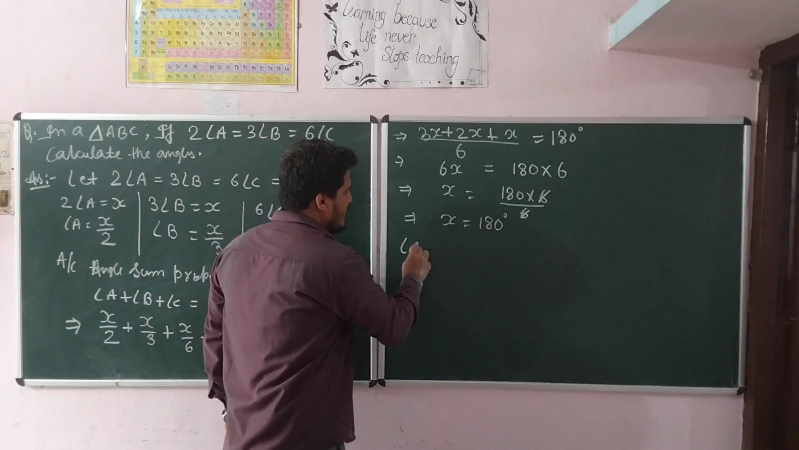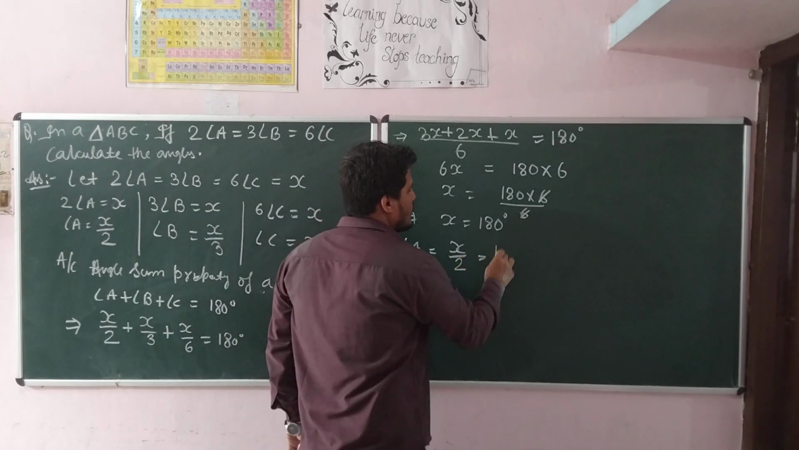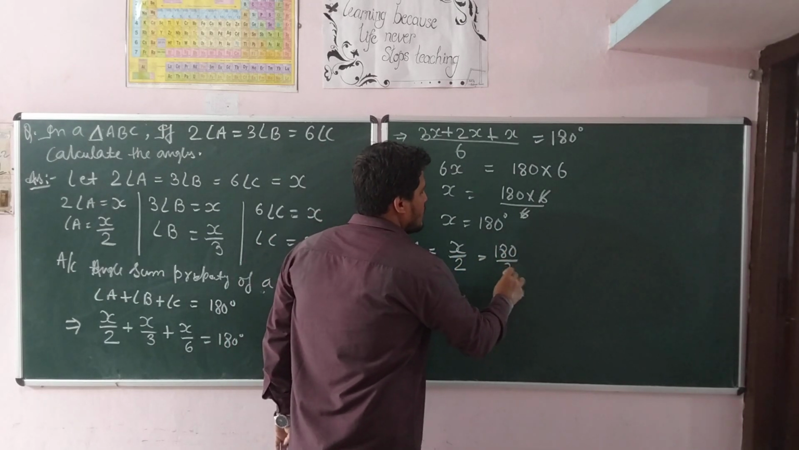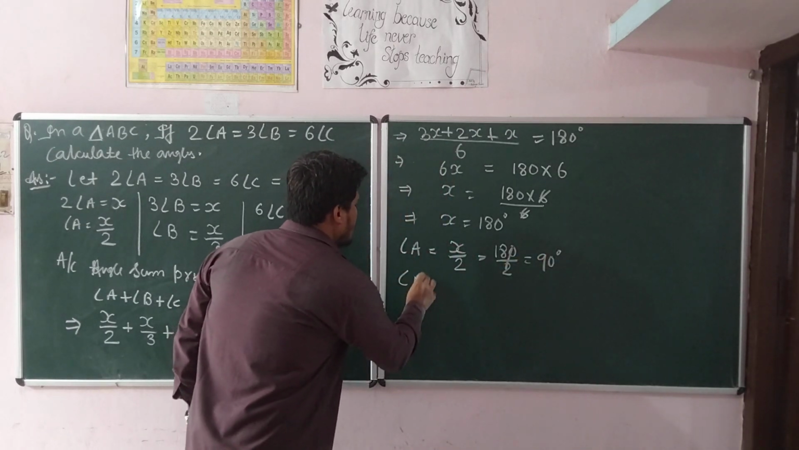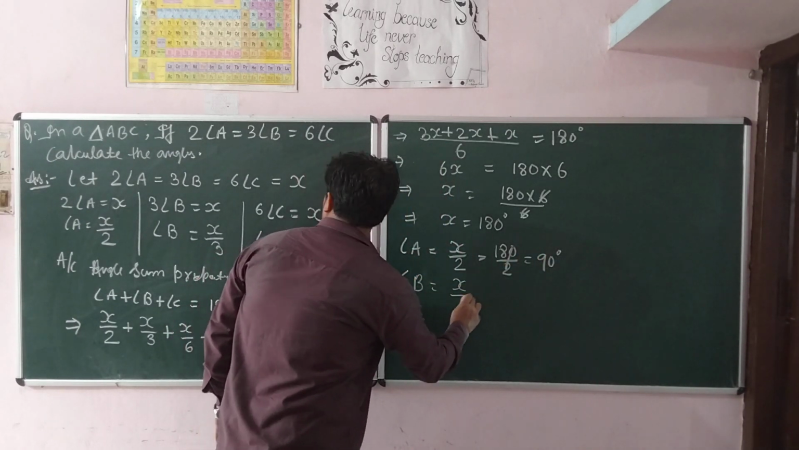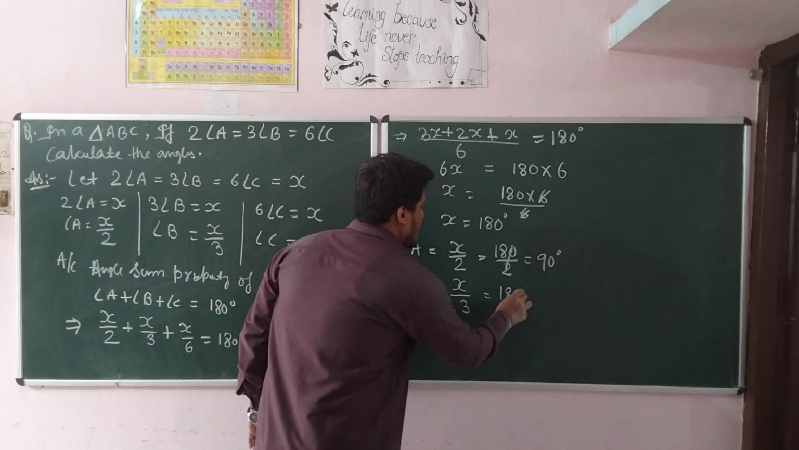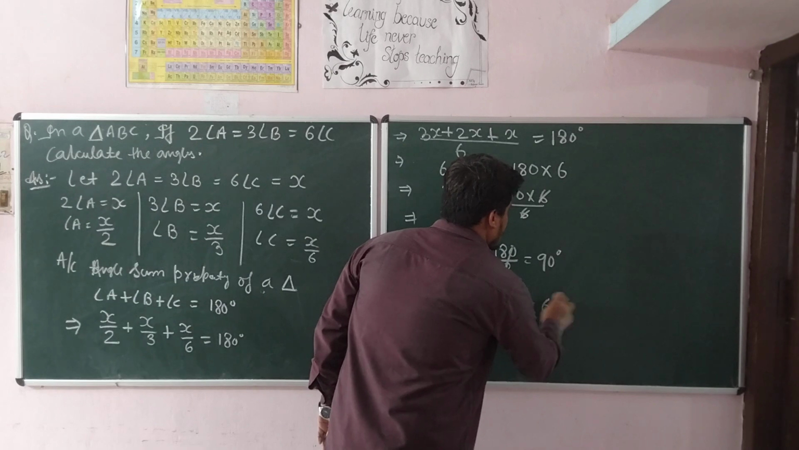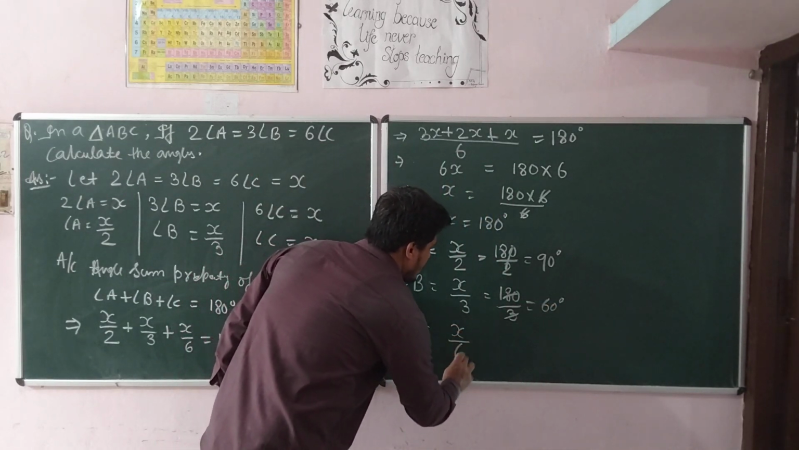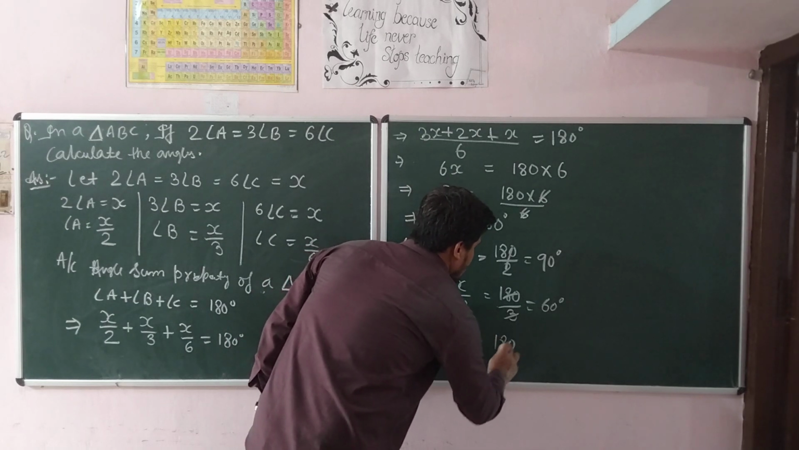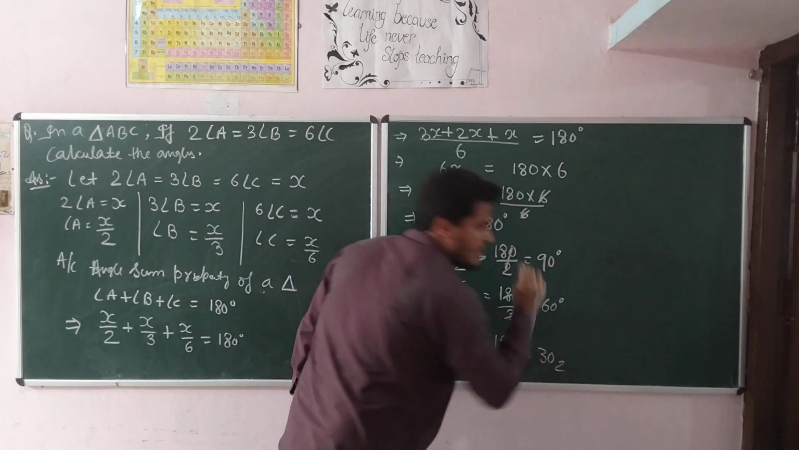First of all, angle A is equal to x by 2, which is equal to 180 by 2. That is 90 degrees. Now angle B is equal to x by 3, 180 by 3. Then that is 60 degrees. Angle C is equal to x by 6, 180 by 6. That is 30. Okay.